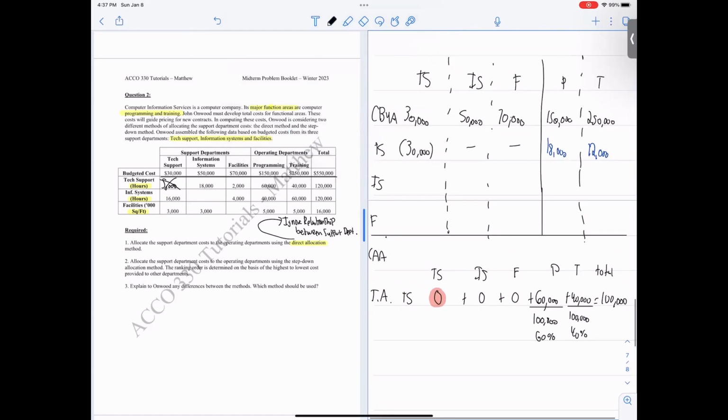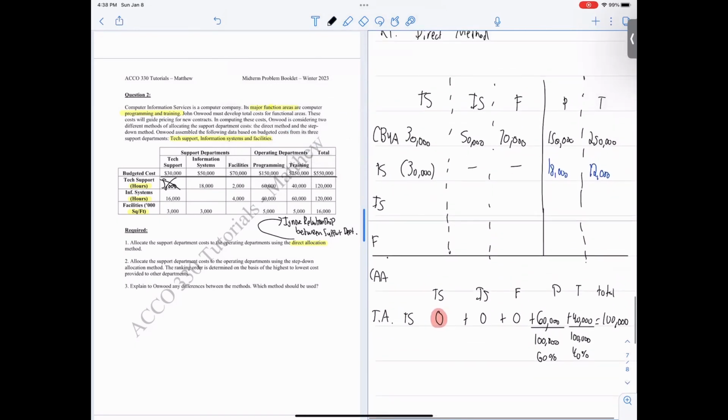First off, when we're doing information systems, there's $50,000 in cost to be allocated.